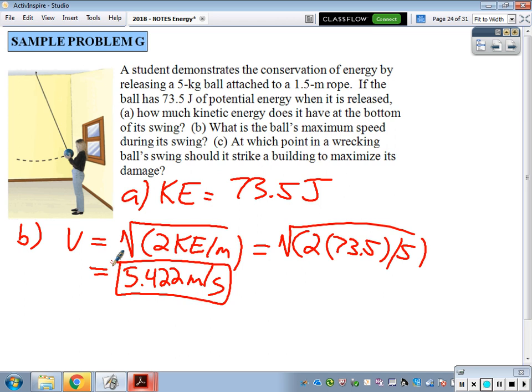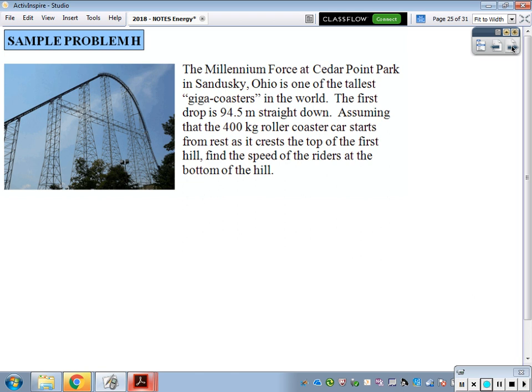But if we're just talking about maximizing the damage of that, it should absolutely be at the point that it has the greatest speed, and that's going to be at its lowest possible height. Cool.